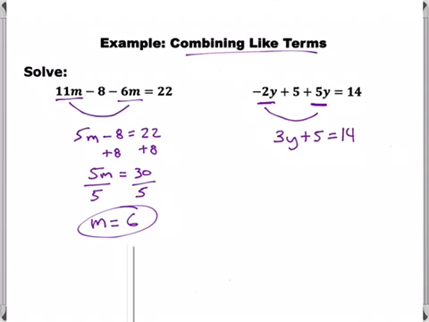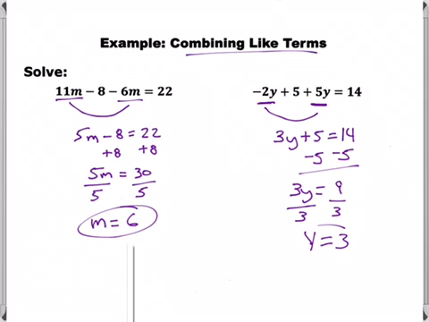In order to solve this, we're first going to subtract 5 from both sides. We're going to get 3y equals 9. Then we're going to divide both sides by 3 to get the y by itself. And you get y to equal 3.